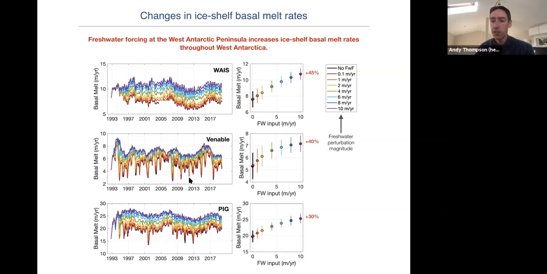That as we increase the perturbation, the Antarctic Coastal Current strengthens, and we see an increase in the basal melt rates. There's one quite interesting feature here in Venables that at low freshwater perturbation, the interannual variations in the melt rate are quite strong. So we have these large fluctuations in these red and orange curves. And as we move to stronger and stronger freshwater perturbations, we lose some of that strong interannual variability.